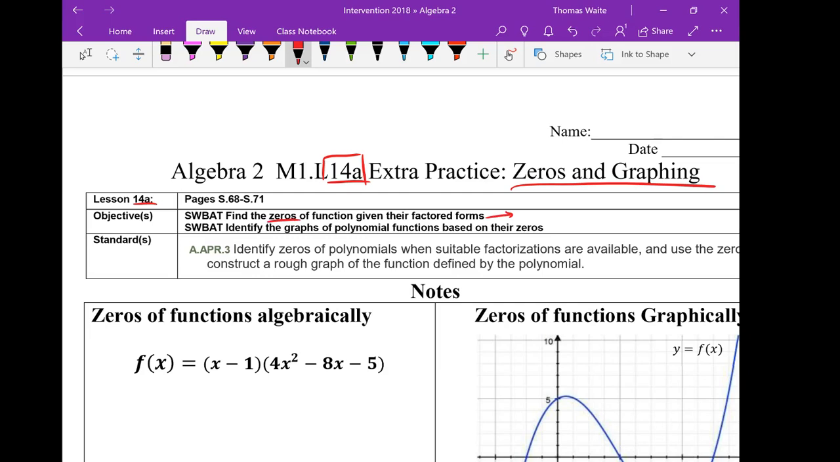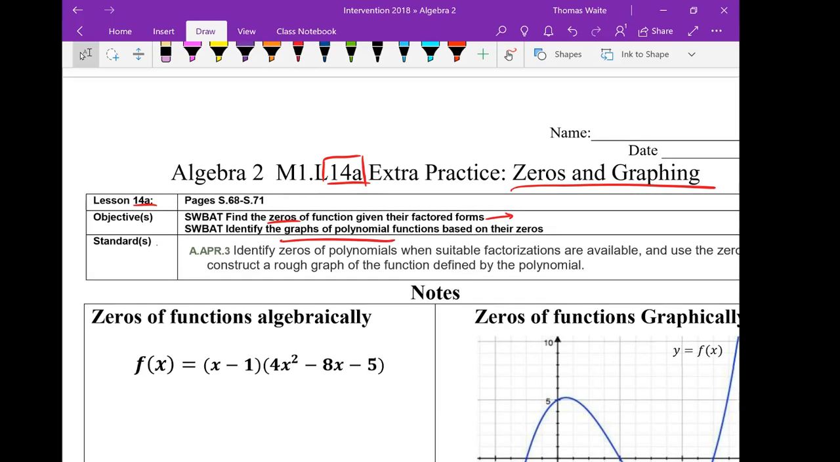That's kind of pretty straightforward. As we get more comfortable with it, we're going to spend more time factoring first and then getting the zeros. We also want to be able to identify the graphs of polynomial functions based on their zeros. So that's going to be our big focus today.